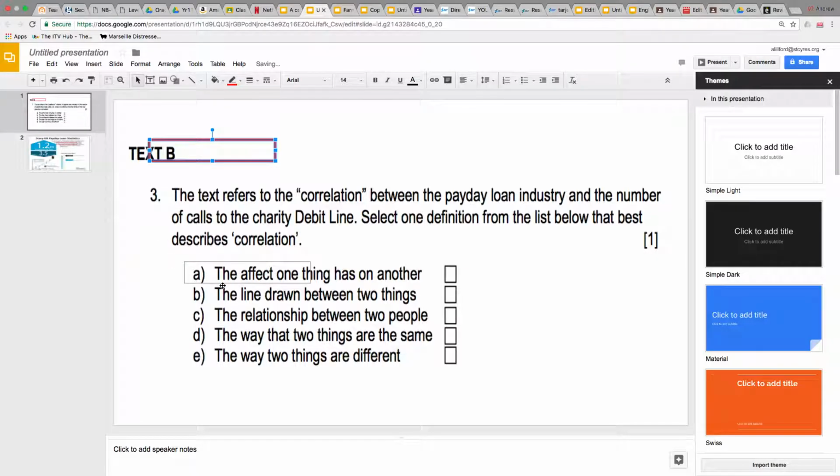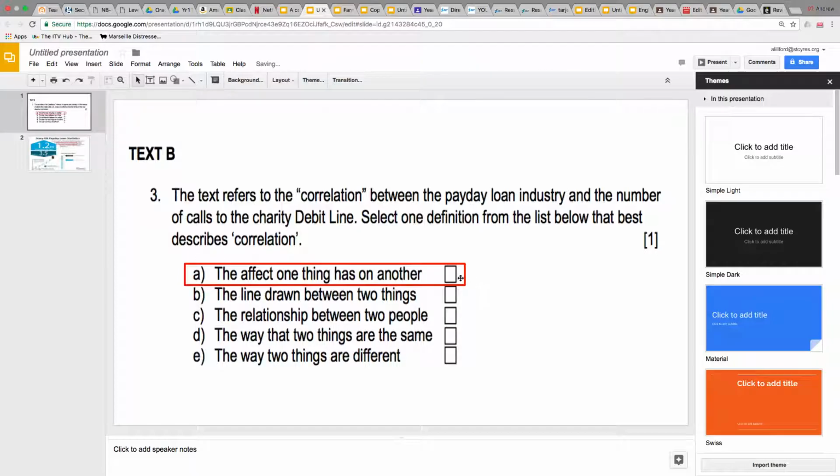Okay, I'm just highlighting to show you the right answer, but what you would actually do on your paper is put the tick just here. Okay.